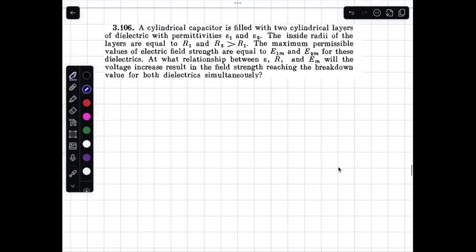Right. Hold on. Now this is your question. A cylindrical capacitor is filled with two cylindrical layers of dielectric with permittivities epsilon 1 and epsilon 2. There are two layers, epsilon 1 and epsilon 2. The inside radii of the layers are equal to R1 and R2 with R2 greater than R1. Stop. Give me some time to draw this.